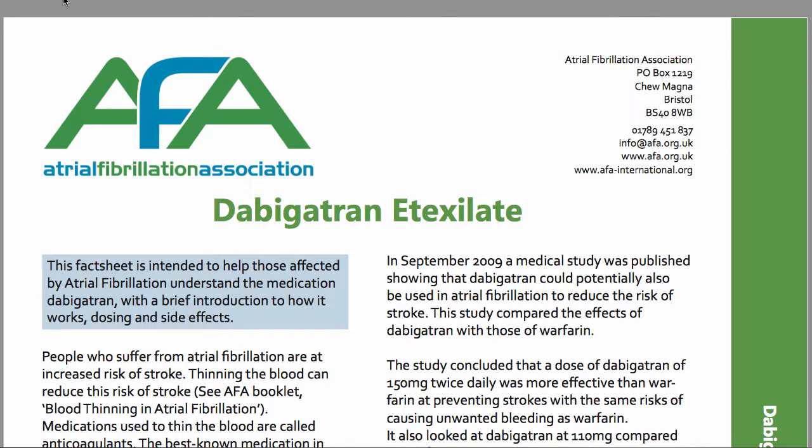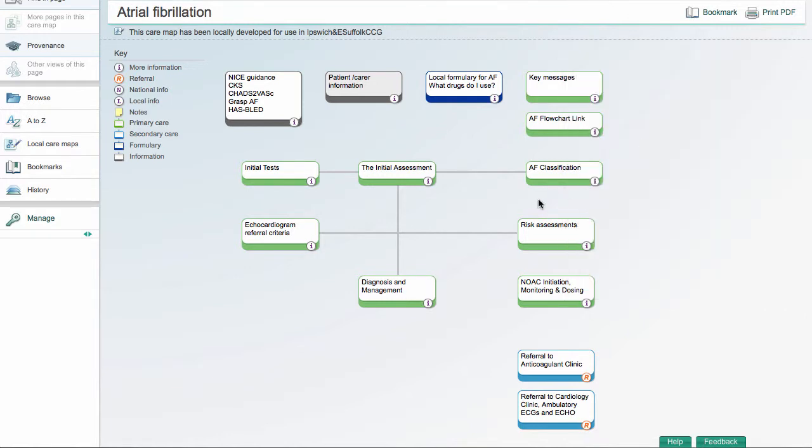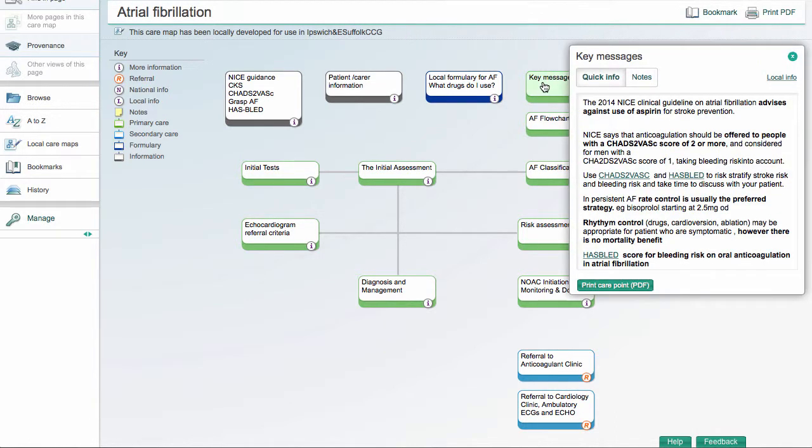These can be sent in advance of any meeting so that patients and their relatives can look at the risks and benefits of NOACs. The key message here really is that aspirin is really of little use, that you should be doing a CHADS2 VASC and/or a HAS-BLED, and that a rate control strategy really is the preferred approach rather than a rhythm control strategy.